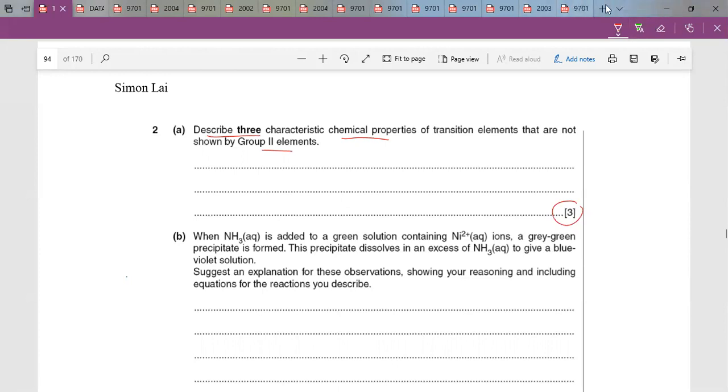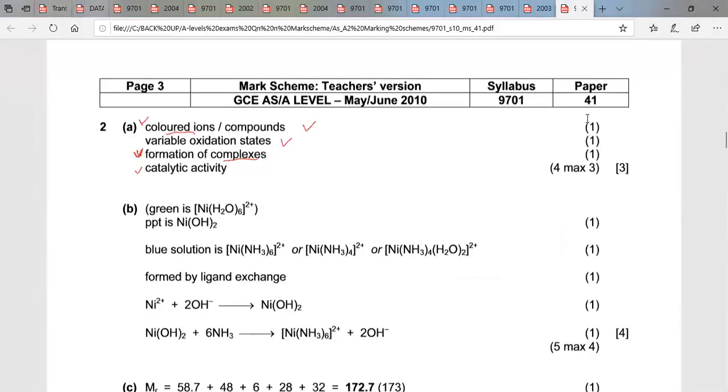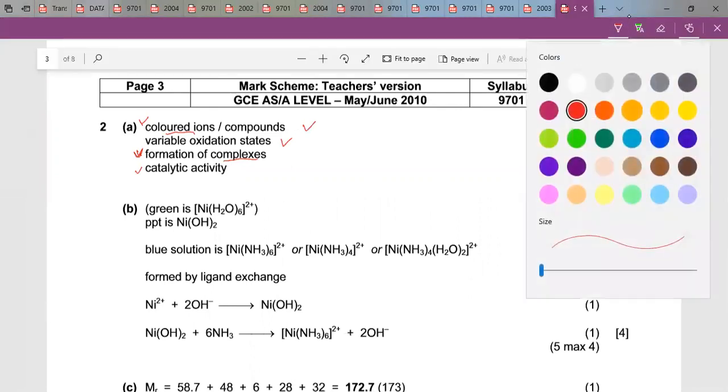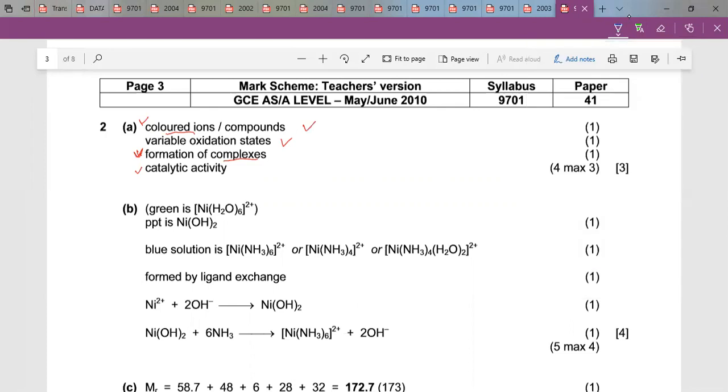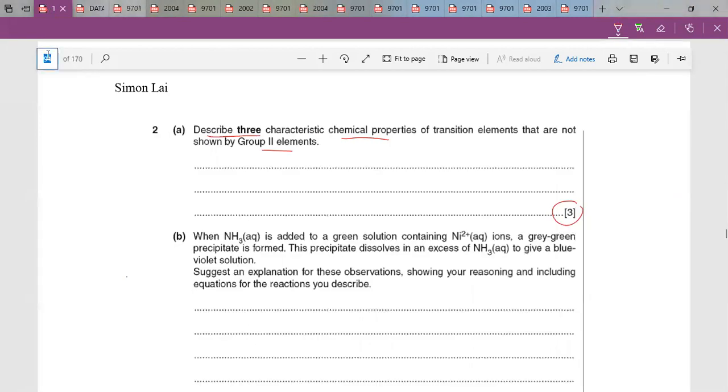Okay, now let's show you the marking scheme. Colored compounds, colored ions. Color is one of the last things we will do. Variable oxidation states, we're going to do this now. And of course, there's formation of complex, which is the next one, and catalytic activity. So there are 4 of them, you can choose, so give 3. Now look at this here. We go back to page 16.